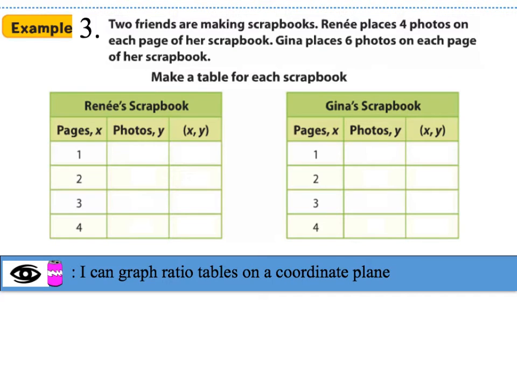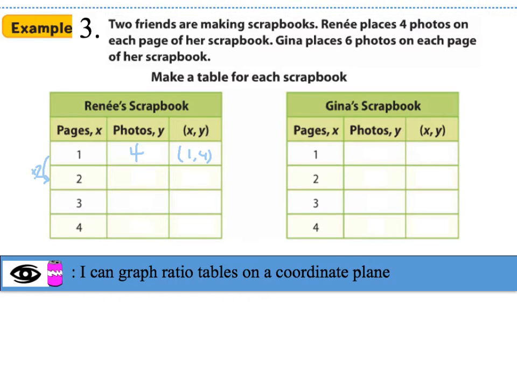So for example 3, it says 2 friends are making a scrapbook. Renee places 4 photos on each page of her scrapbook, and Gina places 6 photos on each page of her scrapbook. Make a table for each scrapbook. So let's take a look at Renee's scrapbook on the left-hand side. We know that for every page that she creates on her scrapbook, she's going to have 4 photos. And her ordered pair would be 1, 4. Okay, so if I wanted to double that, I would scale up by multiplying it by 2.